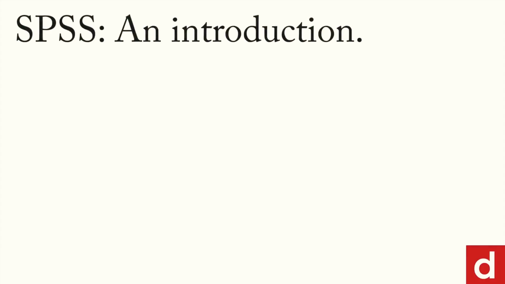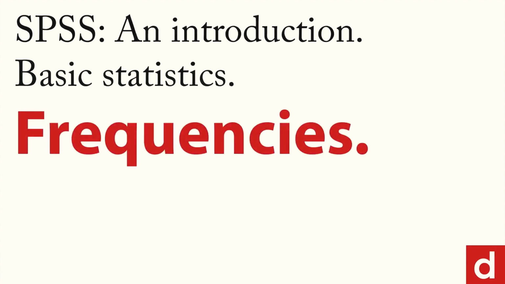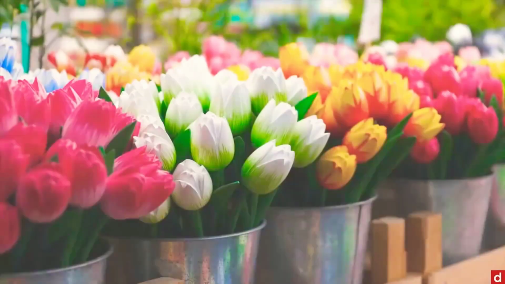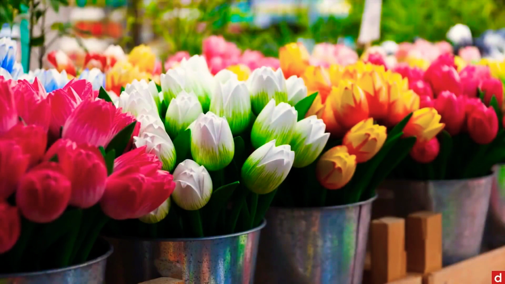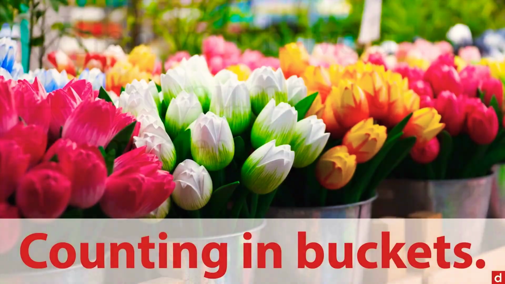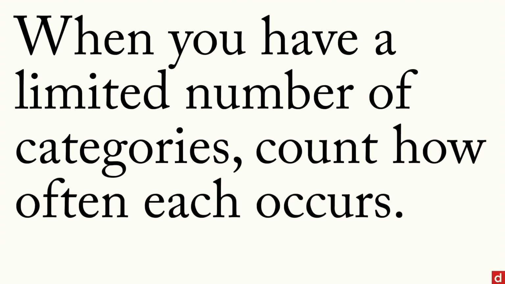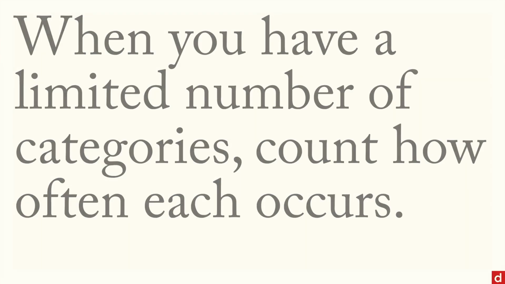Once you've done the basic graphics for your data and seen what you're dealing with, it's a good idea to move on to basic statistics. And in SPSS, the most basic version of this is frequencies. I like to think of it as putting things into buckets and then simply counting what's in the buckets. So the idea is when you have a limited number of categories in your data, then you should just count how often each category occurs. It's a first step to really some significant insight.